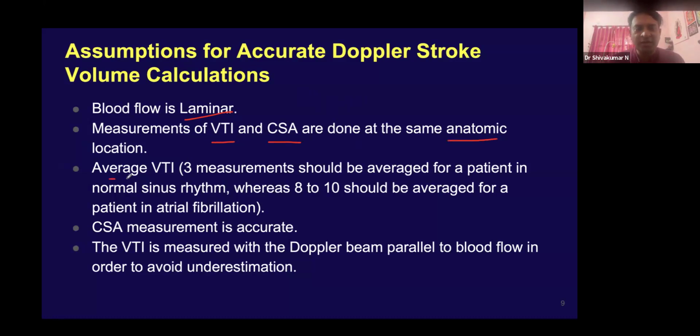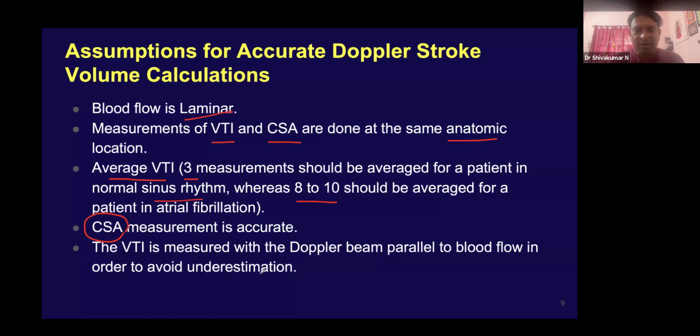You should always take an average of many readings. At least 3 measurements should be averaged in normal sinus rhythm. If the patient has atrial fibrillation, at least 8 to 10 VTI measurements should be taken, and a mean of those measurements used, to reduce the error. One important aspect of measuring cardiac output with VTI is the measurement of the cross-sectional area. It should be very accurate because, as I told you, the formula is pi r squared. A small error in measurement of the radius or the diameter is going to cause a significant error in measurement of cardiac output. So these are the assumptions.